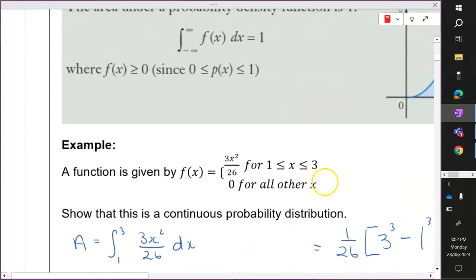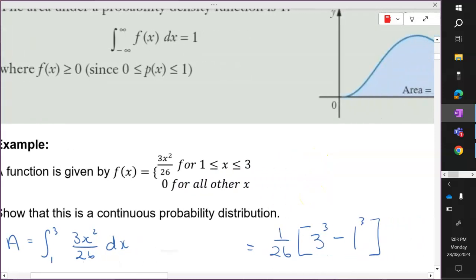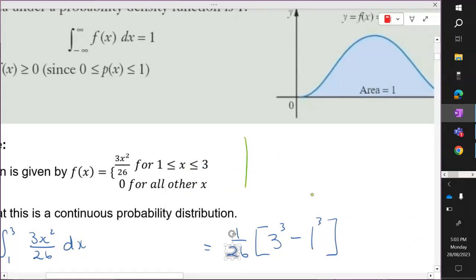Let's have a look at the first one here. An example says a function is given by f(x) = 3x² on 26 for x between 1 and 3, and all other parts of that is equal to 0. So it's a parabola, but what it basically looks like is a very flat parabola between 1 and 3. I don't want to have all those parts in there because some of it is 0. So between 1 and 3, our graph will look like that. Less than 1, it's 0. Greater than 3, it's 0. So our function that we're looking at is this.